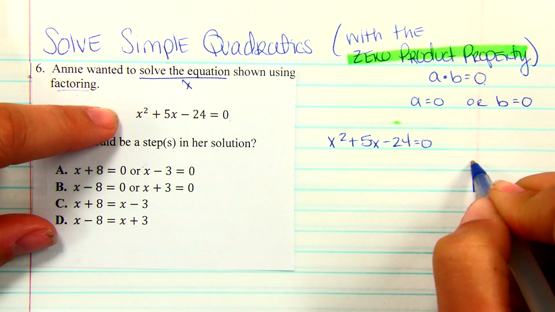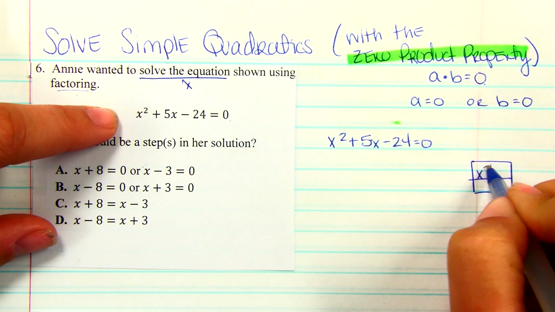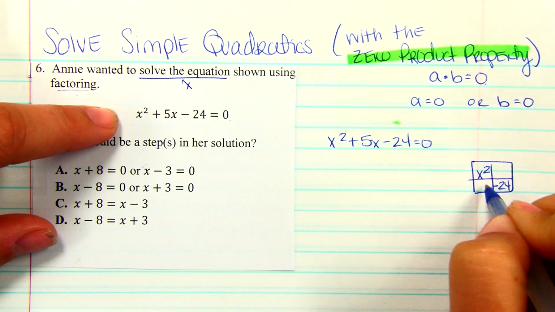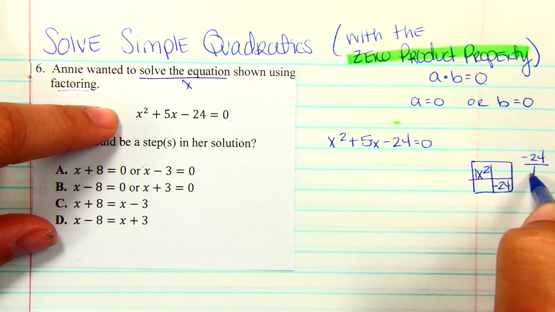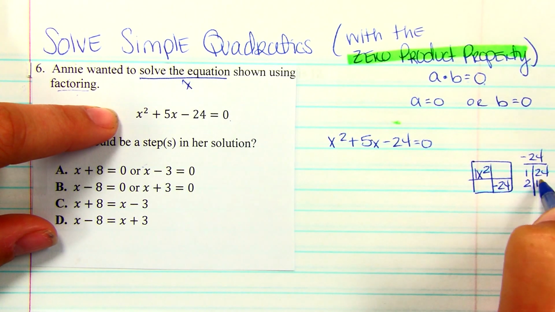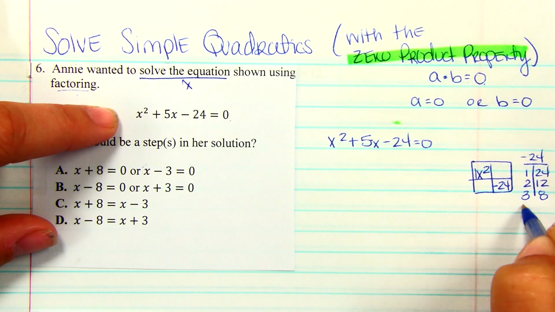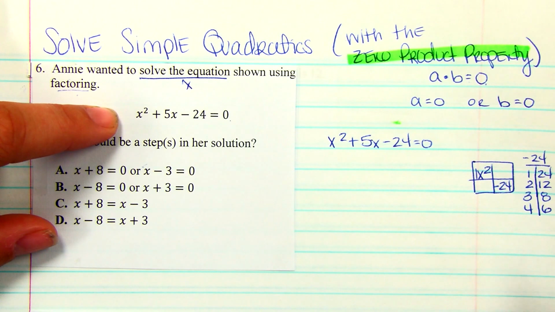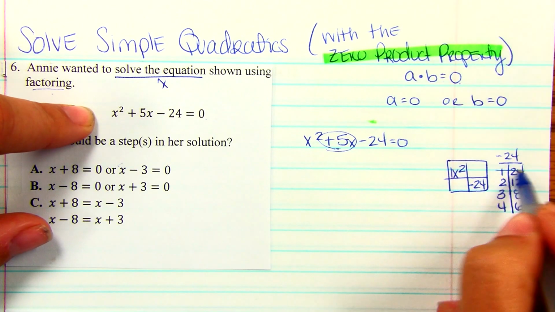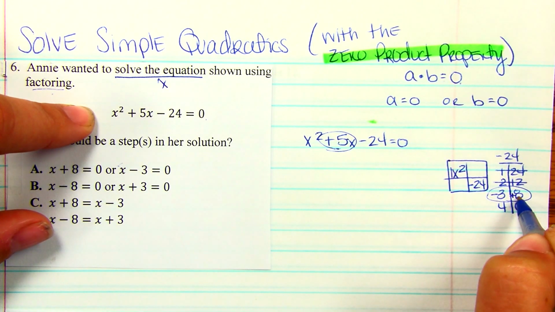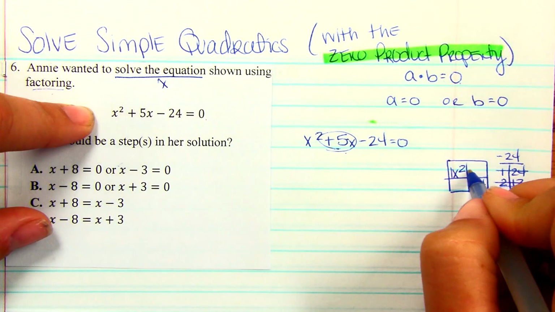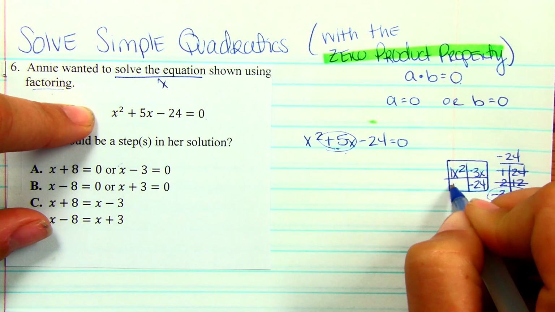Really quickly, I'll do the box method. First term, first box. Last term, last box. Then a, which is 1, times c, which is negative 24, goes in the t-chart. I write down all the factors of 24, and I need the two things that combine to give me a positive 5. So 1 and 24 can't make 5. 3 and 8 can, if 8 is positive and 3 is negative, because 8 minus 3 is 5. So negative 3x, positive 8x.